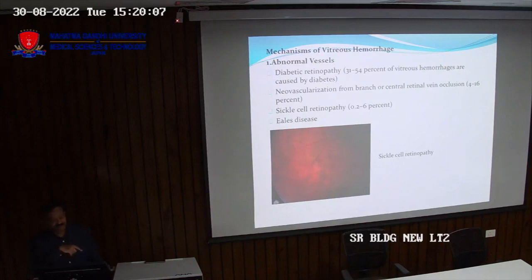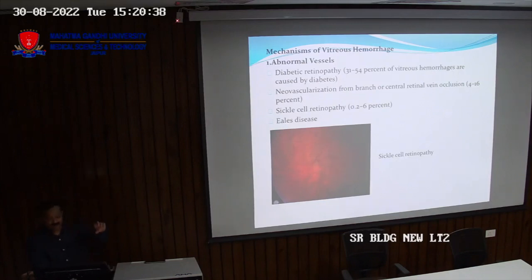So here you can see that there is a fan shaped picture. The big vessel is coming. And inferiorly, you can see a fan shaped structure of vessels. So this is the abnormal proliferation. Normal retinal vessels are not like this. So this is in response to the tissue ischemia.